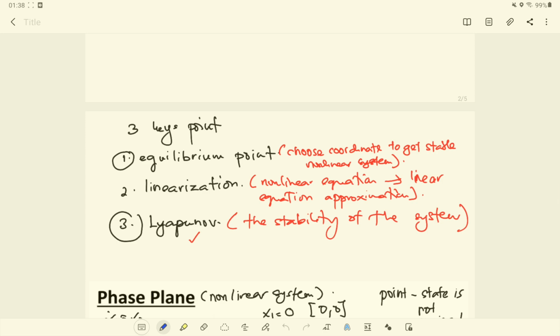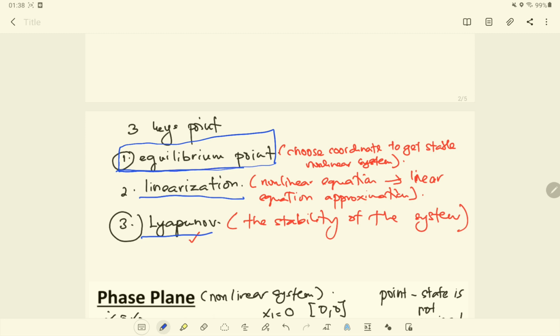So, today, before I start our lecture, I will go through a few points from the previous lecture as a recap. As you know, there are 3 points in this topic, which are equilibrium point, linearizations, and Lyapunov. Now, what is equilibrium point?